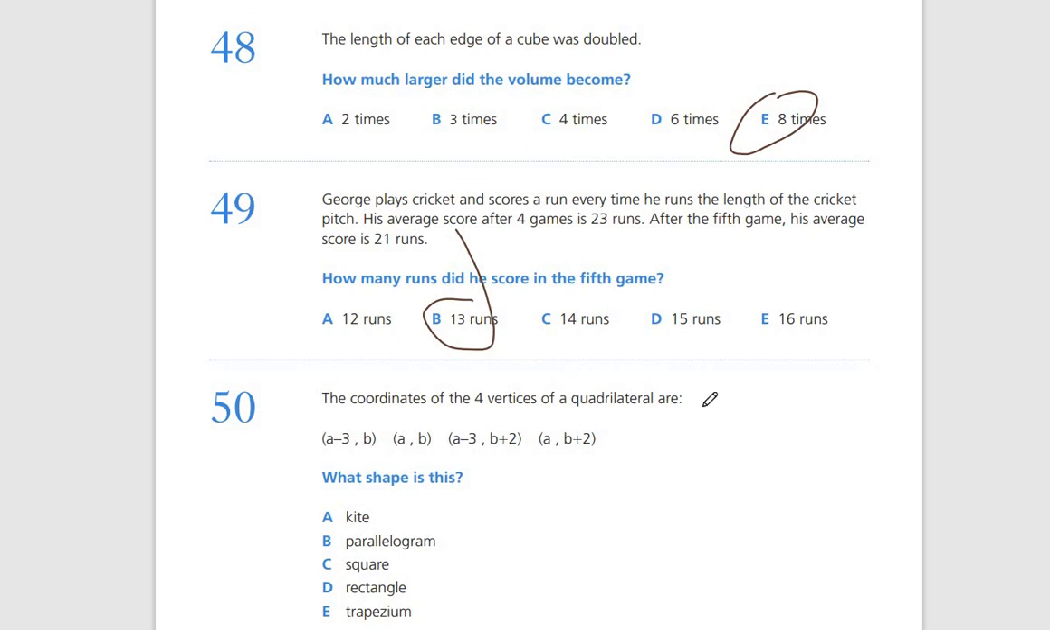50. The coordinates of the 4 vertices of this quadrilateral are (a minus 3, b), (a minus 3, b plus 2), and (a, b plus 2). If you imagine a coordinate grid and you plot these points, you will find that the coordinates add up to D. So the answer is D, which is a rectangle.